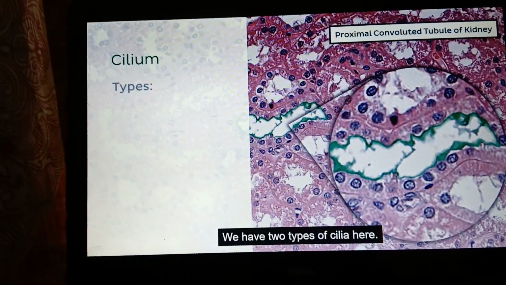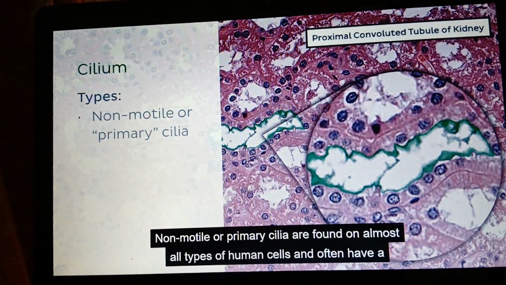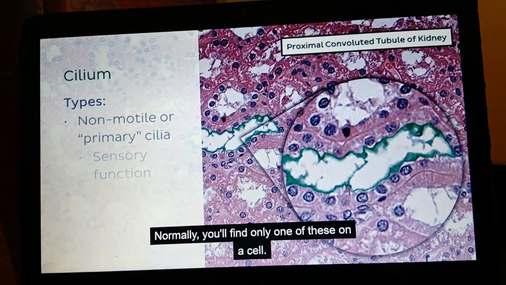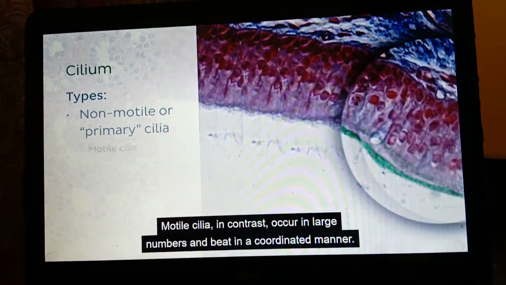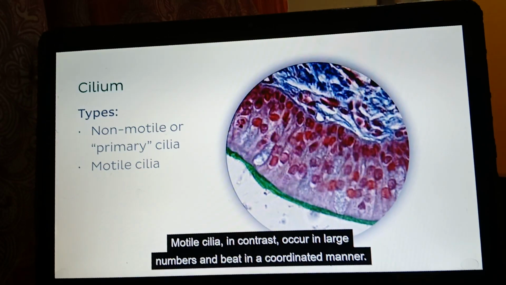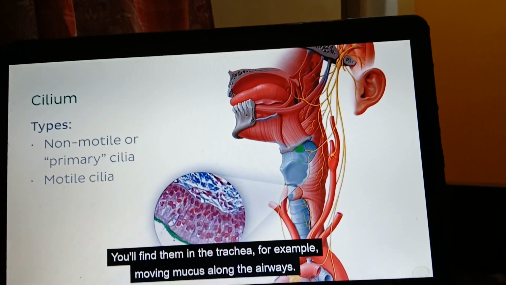We have 2 types of cilia here. Non-motile, or primary cilia, are found on almost all types of human cells and often have a sensory function. Normally you'll find only one of these on the cell. Motile cilia, in contrast, occur in large numbers and beat in a coordinated manner. You'll find them in the trachea, for example, moving mucus along the airways.